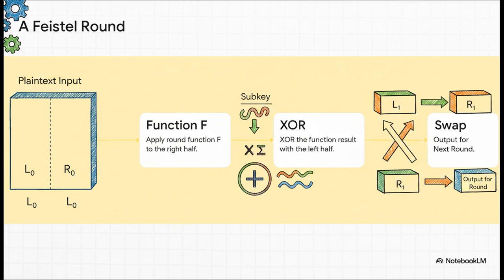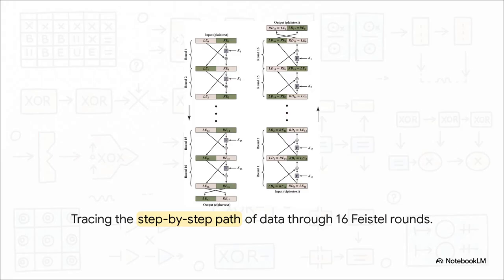First, you take your plain text block and chop it evenly into left and right halves. Second, you take a specialized round function, we'll just call it function f, and apply it to the right half along with a subkey. Third, you take the result of that function and XOR it with the left half. And finally, you swap the left and right halves. Let's trace that step by step right now. You can envision the input splitting into an initial left and right half.